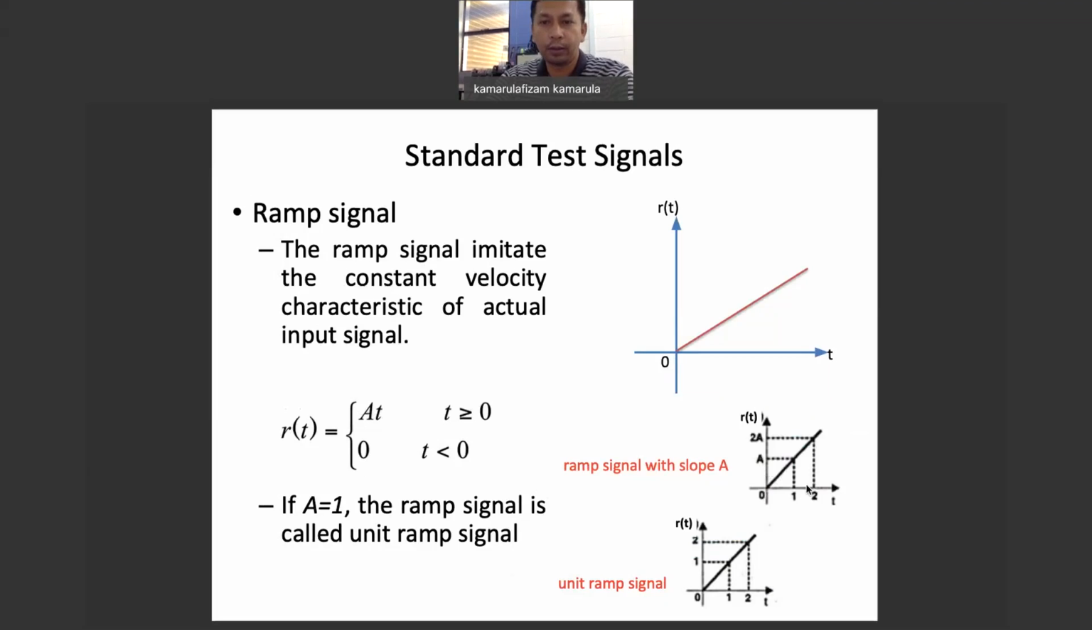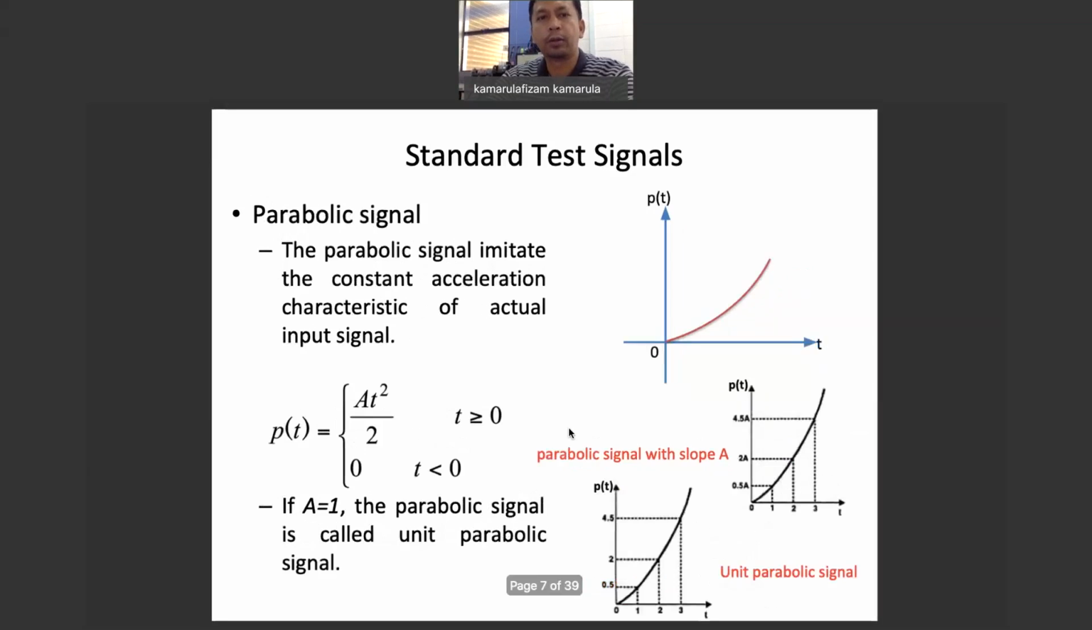But when you have t equal to 0, and t increasing to 2, then you have 2A here. 2 multiplied by A, you will have R of t equal to 2A. So this is how the graph maps, and the graph basically works that way. Again, if A is equal to 1, the ramp signal is called a unity ramp signal.